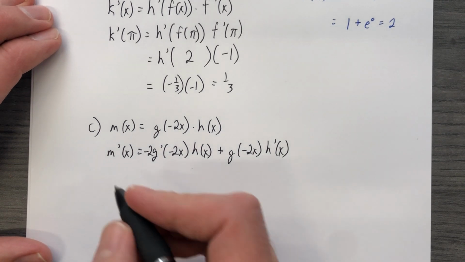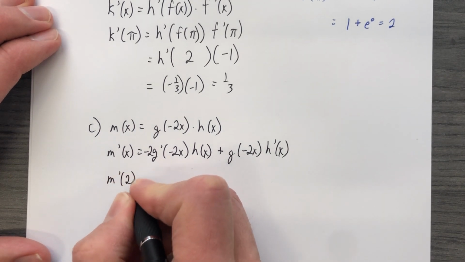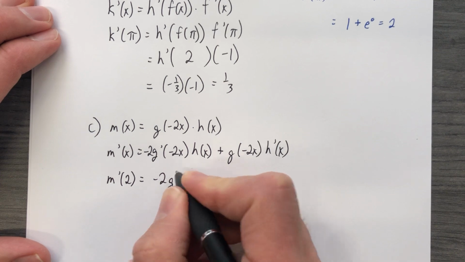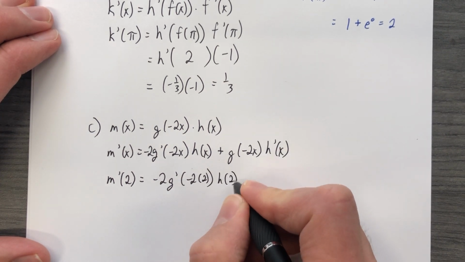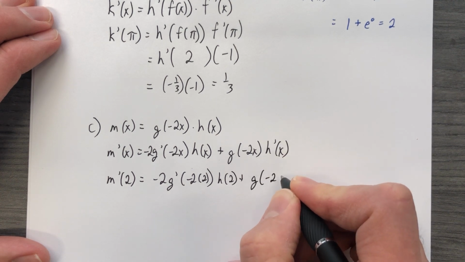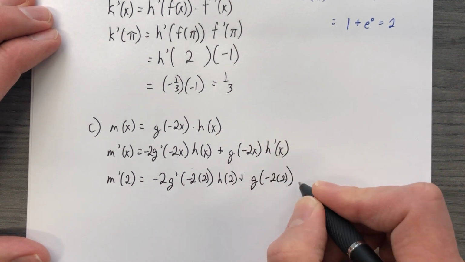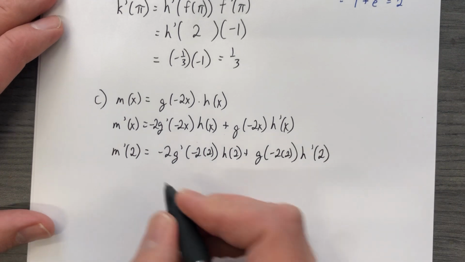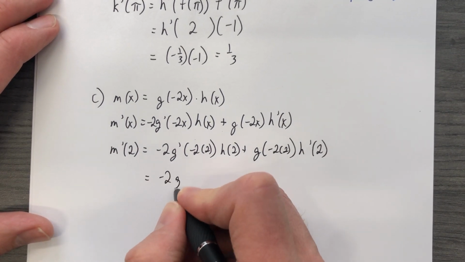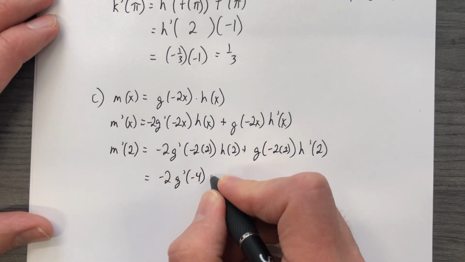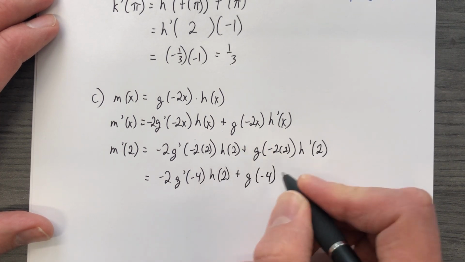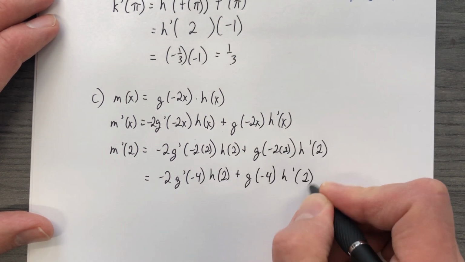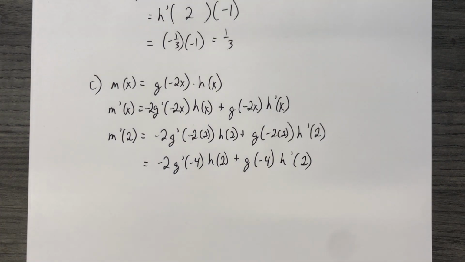We're going to plug in a 2, so m prime of 2 equals negative 2 g prime of negative 2 times 2, h of 2 plus g of negative 2 times 2, h prime of 2. Go ahead and put a negative 4 if you like. Negative 2, g prime of negative 4, h of 2. Could have saved myself a step and gone ahead and did all this because some of it's obvious. There we go. Now I'm going to just start retrieving values from the graph, from the table.